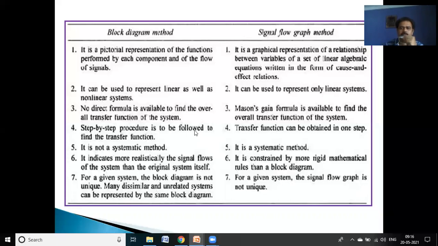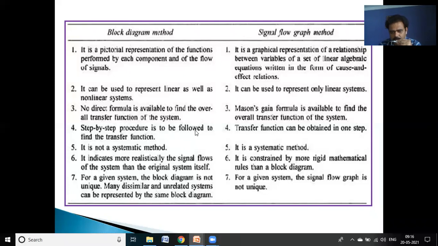Okay, so that is about the comparison. And finally, for a given system, the block diagram is not unique. Dissimilar and unrelated systems can be represented by the same block diagram. So for a given system, if we take a DC motor, the block diagram is not unique.